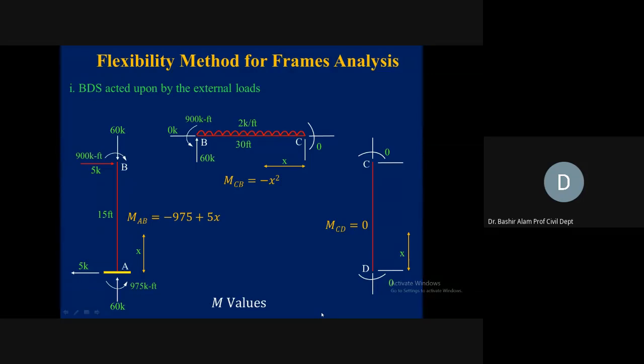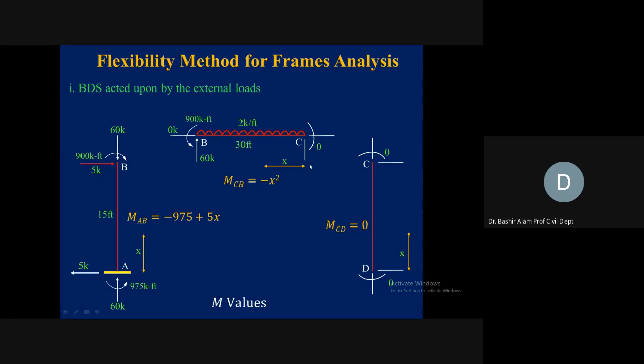We need to first select the origin in such a way that we get the minimum number of moment components. Now here, if you see this 5 times x, we are taking A as origin for member AB. So 5 times x is causing compression, so with positive sign, and minus 975 is causing tension, so this is with negative sign. So MAB is coming 5x minus 975.